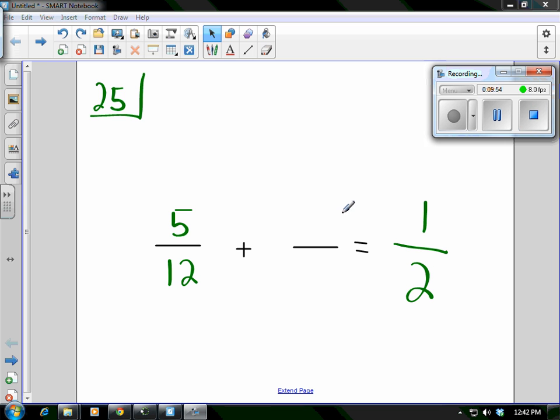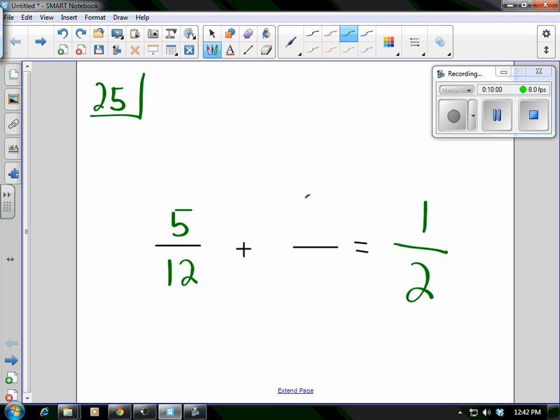Okay, here's the very last problem. Now what I like about this one is it kind of makes you think. Okay, we have 5/12 plus something equals 1/2. Now what we need to know to figure this one out is that our answer is in simplified form. That means we got an answer and then they lowered it so it was simplified.